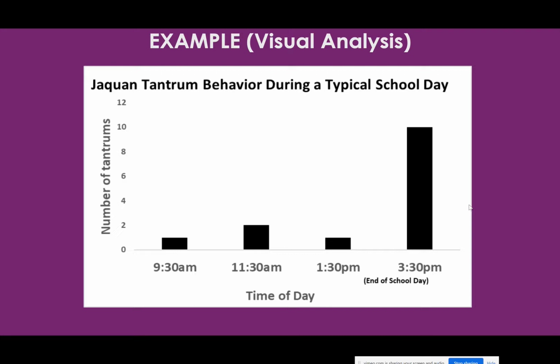He's had 10 tantrums. So now that we have the data and we've been taking data for a while, we can see that at 3:30, Jaquan is flipping out all the time. Now we can try and get an idea of why. What's the significance of 3:30? I have marked here that that's the end of the day. What are some reasons you would think behind Jaquan flipping out at the end of the day?